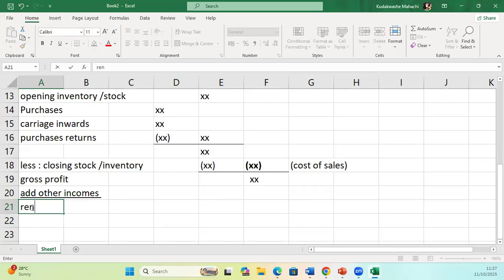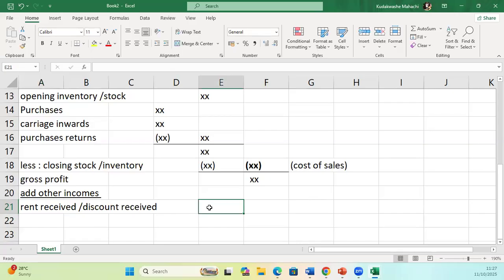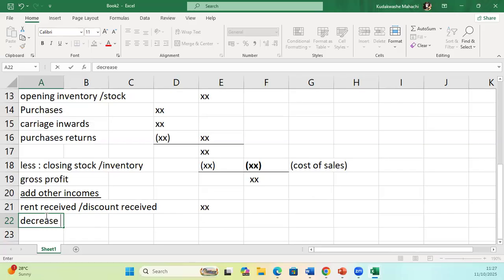So this comprises things such as rent received, discount received, commission received. So the other incomes, these are the received items. You also put, but this one we'll deal with maybe when you're doing the FIN 1B, the decrease in provision. Just take it down on the format. Decrease in provision for bad debts.